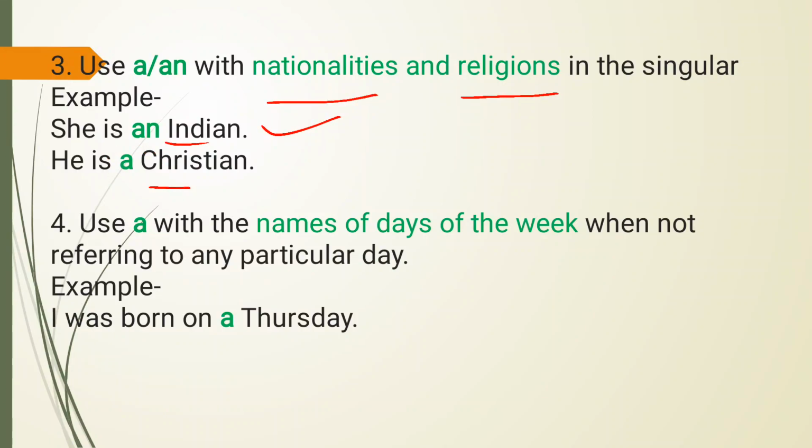Use a with the names of days of the week when not referring to any particular day. So, whenever we will be talking about days of the week, we will be using indefinite article a. I was born on a Thursday. Now, this Thursday can be any Thursday. We have no information in which year, in which month, or in which week he was born. All he has mentioned is Thursday.